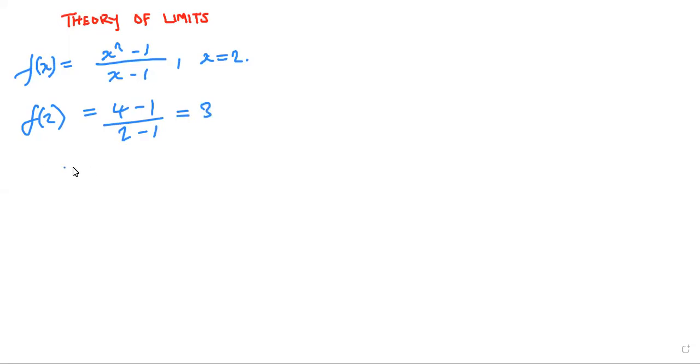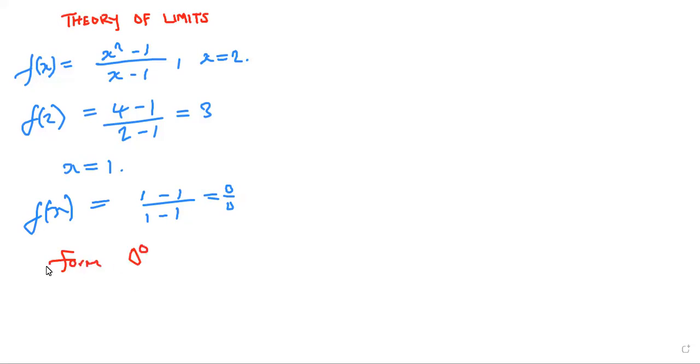Now let's see the case whereby x equals 1. Then f of x would be 1 minus 1 all divided by 1 minus 1. So this will be a form of 0 divided by 0. Now, this is indeterminate. So this is the first indeterminate form we are going to evaluate. This is the first, I'll write it out. So the form of 0 to the power of 0. So the first indeterminate form we are going to evaluate.